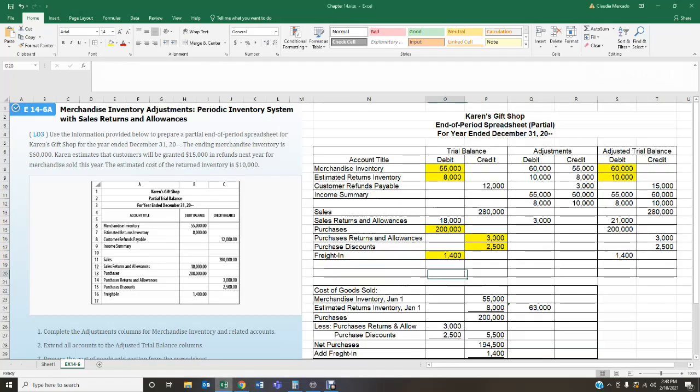So that is basically the end of exercise 14.6. Just be very careful when transferring. I know it's different preparing the end of period spreadsheet for a merchandising business and for a service business, but that's just some of the adjustments that we have to work with and incorporate into our new spreadsheet that we're creating specifically for a merchandising business. So that is basically it for exercise 14.6.